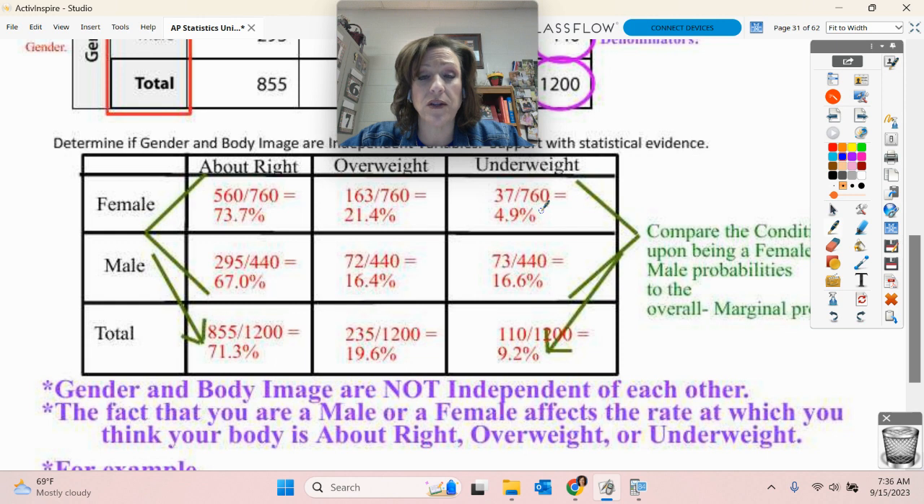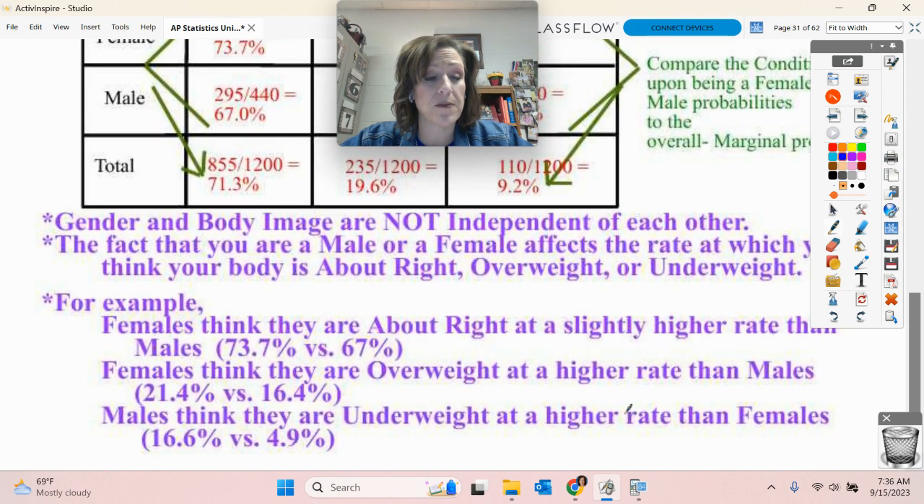in the underweight, it's definitely higher for males thinking that they are underweight. So for the males, 16.6% think they are underweight compared to only 4.9% for the females. So that's exactly what I wrote. Those statements are what I wrote, and then I supported them with the statistical evidence.